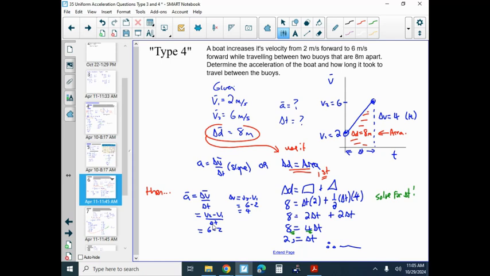So the 6 minus the 2 over the time interval of 2 seconds. And so we're getting the acceleration as a 4 over a 2. So we have an acceleration of 2 meters per second squared.